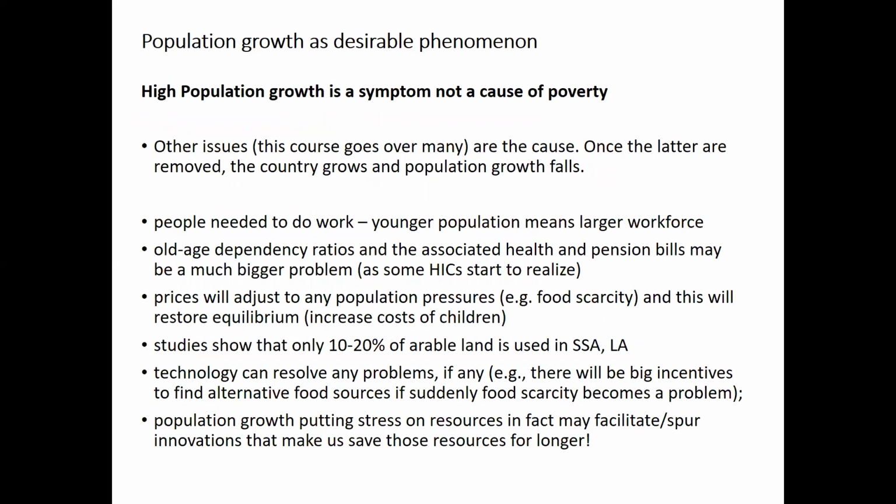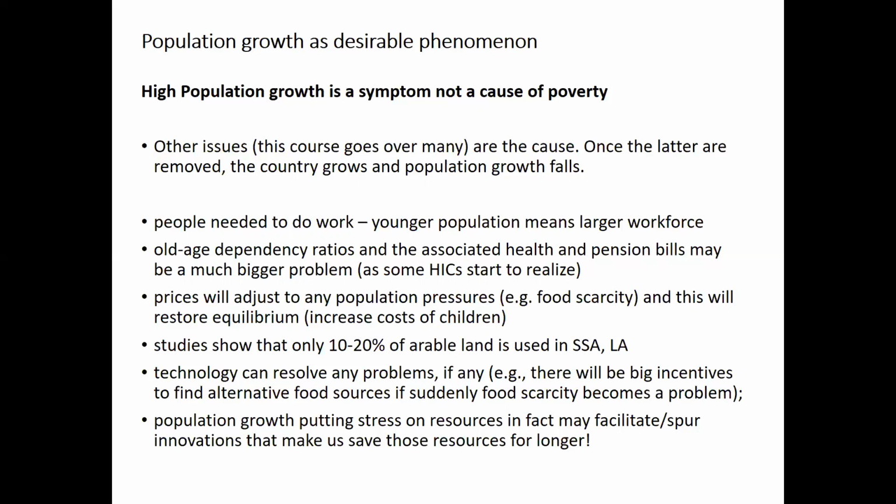And the idea here is that population growth is a symptom of poverty, not the cause. Other issues are the cause. We have discussed many. Once you have rid yourself of the other causes of poverty, then population and income start to rise, and naturally you will have a reduction in population growth. And so here are a few things: people need to work. So a younger population means a larger workforce. So that's good to have population growth.